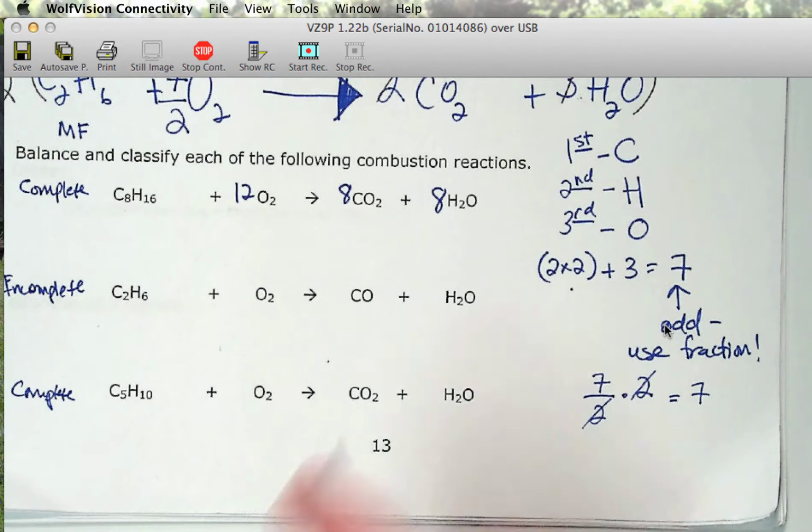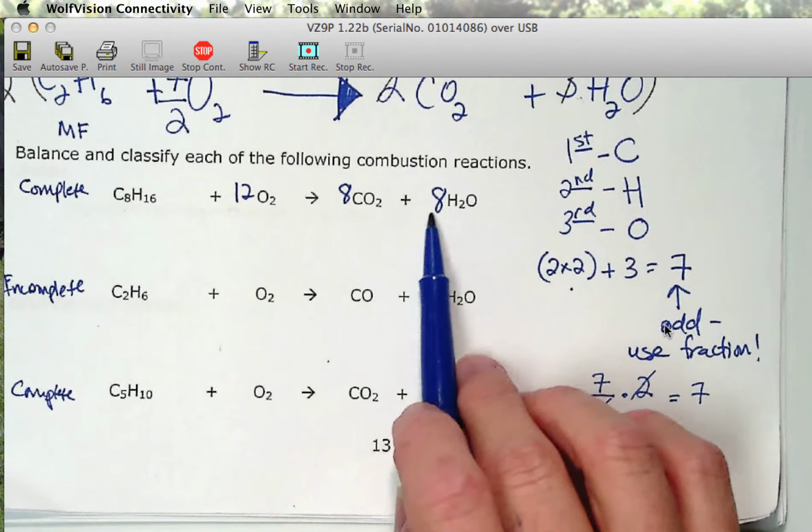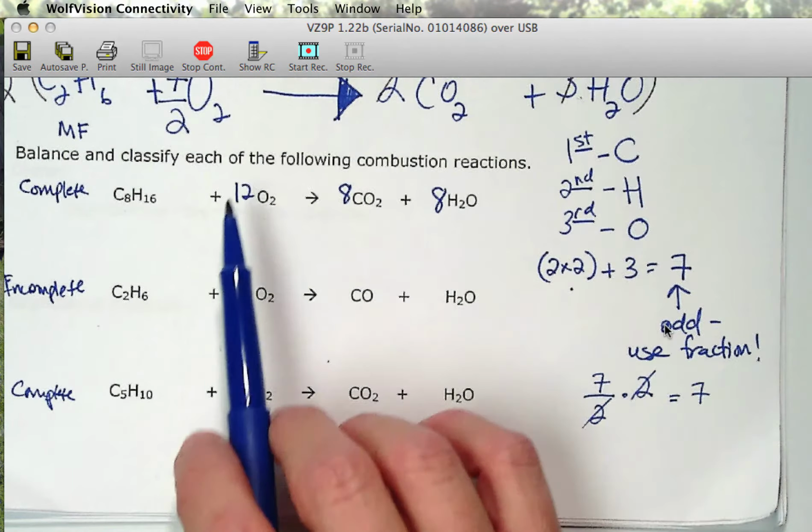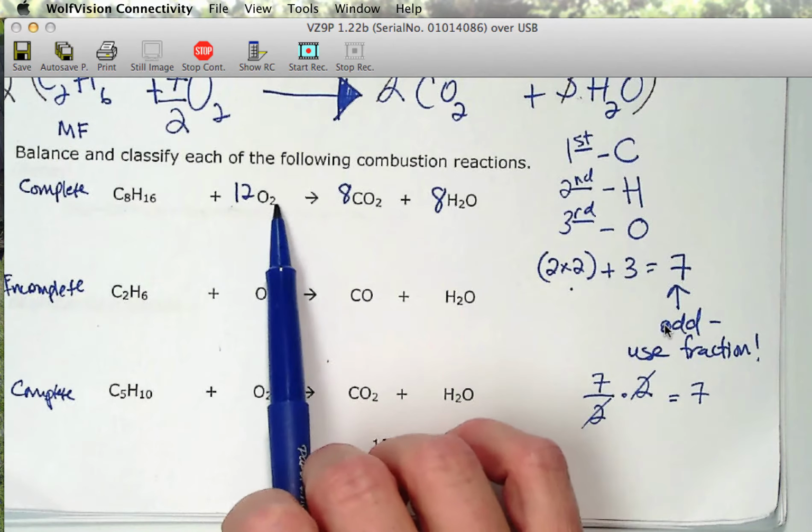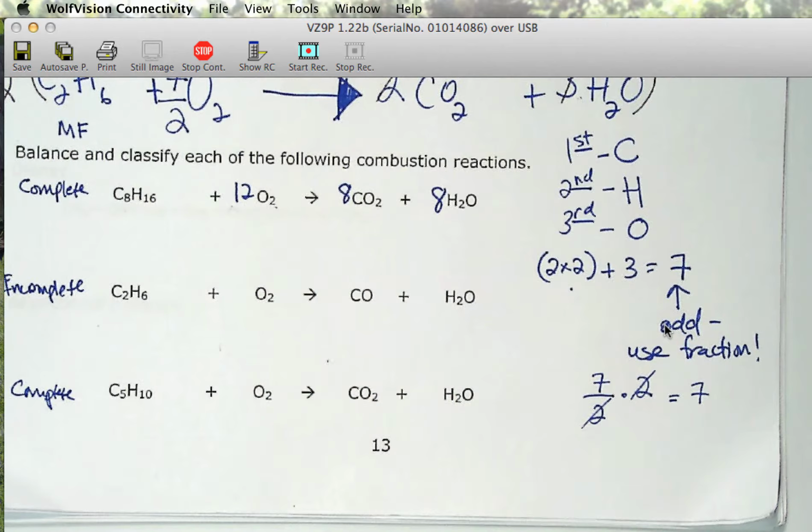You have 16 plus 8, that's 24 oxygens. 12 times 2 gives you 24. I know, it's easy. Once you get into the double digits of doing math and keeping track of your oxygens, it can get tricky. But just go back and check yourself a few times, especially if you know that you have a tendency to do your math wrong. It happens.